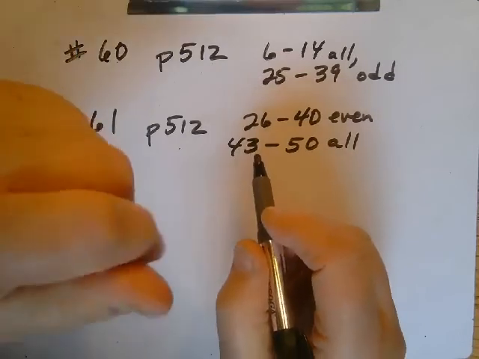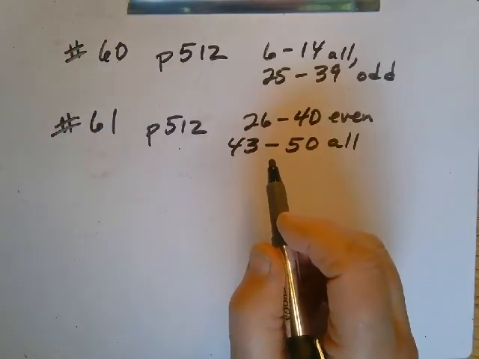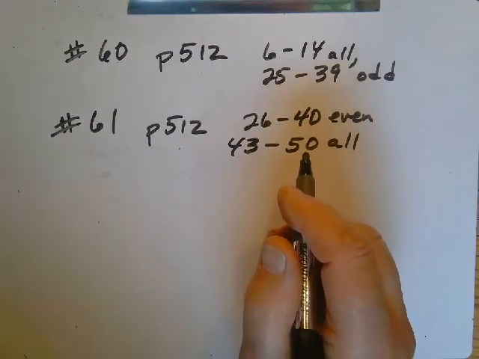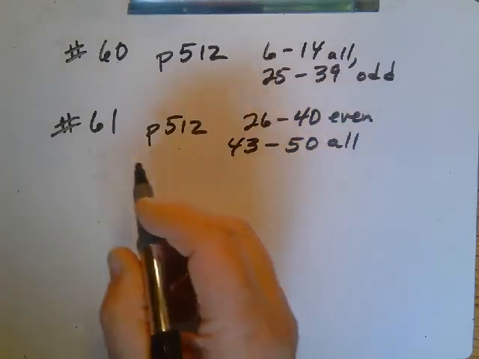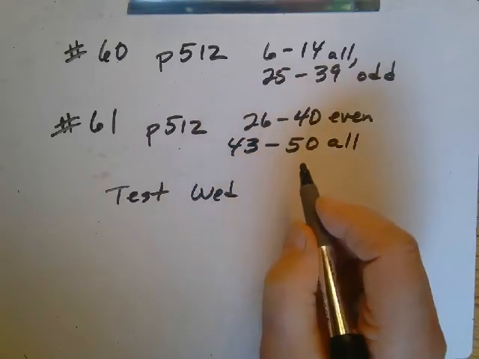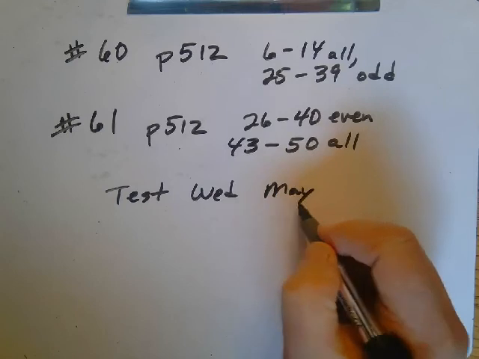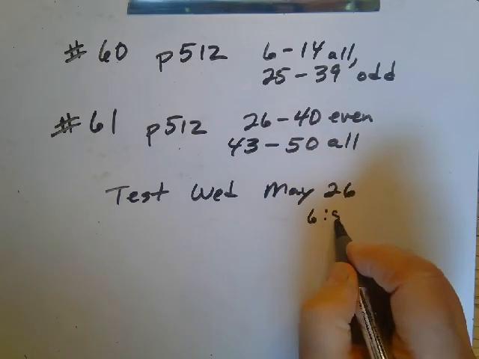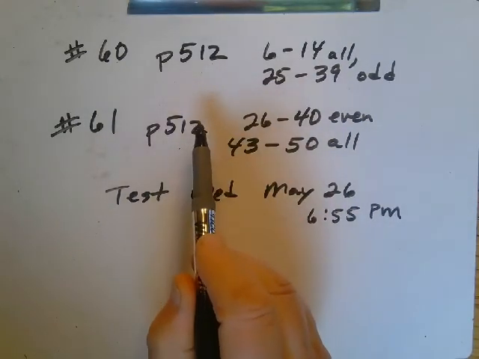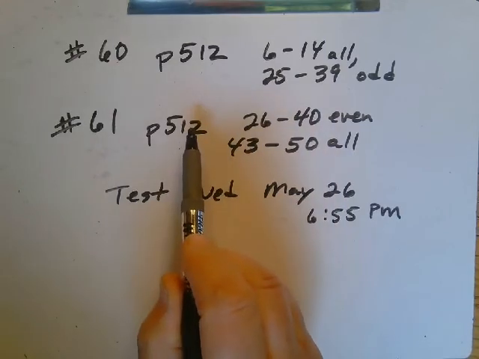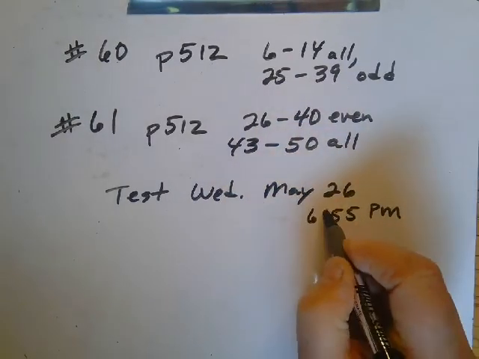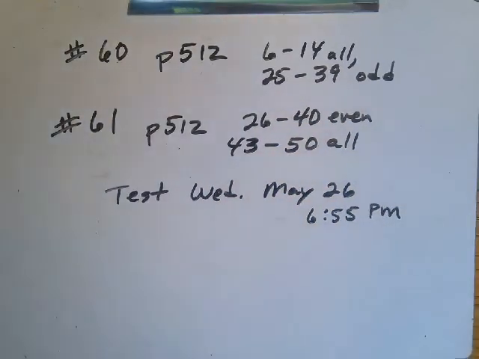I'm not going to be doing a video again on chapter 9 because the rest of this chapter is all about the review. So you're going to have a test coming up on Wednesday, May 26th, and that test will be at 6:55 in the evening. So you've got almost a week to do some review. This is about 4 or 5 days, and you can get yourself squared away for this test on May the 26th. Well, good luck with that.